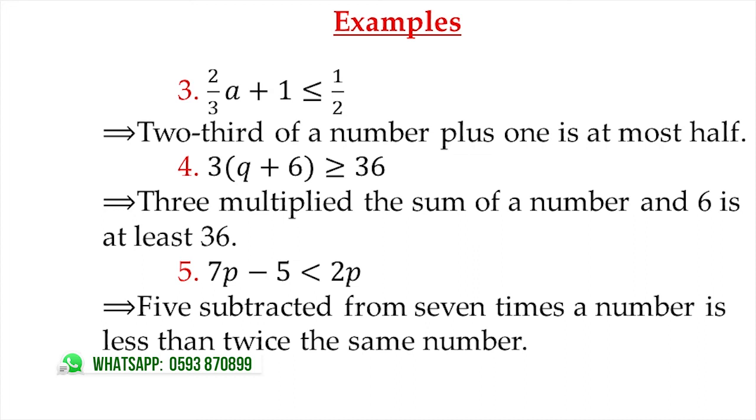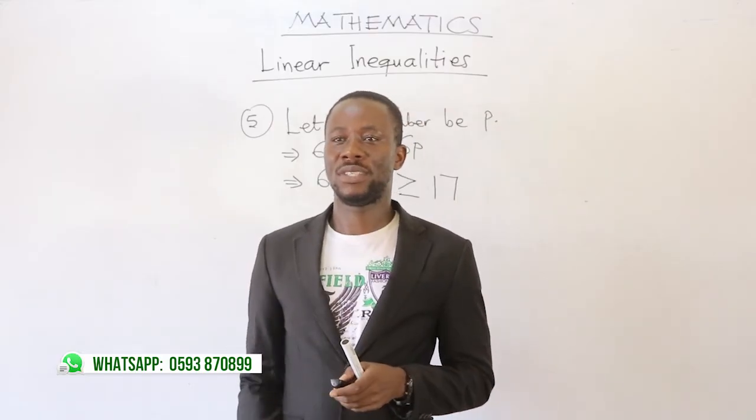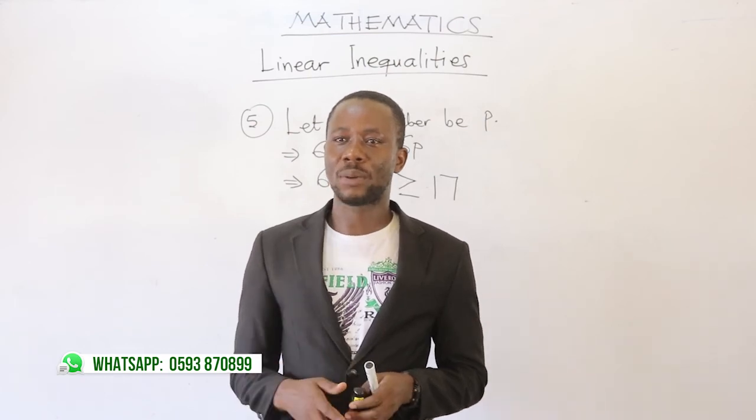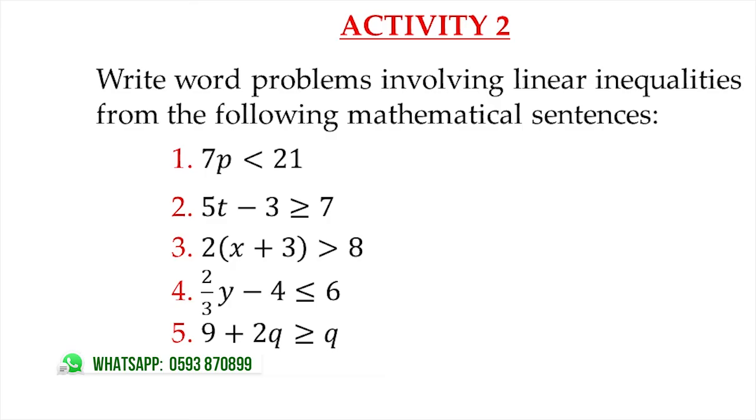5 subtracted from 7 times a number is less than twice the same number. Good. So at this point, I want to engage you in some exercises. Write word problems involving linear inequalities from the following mathematical sentences. There are 5 of them as they appear on the screen. As usual, you can take a snapshot before it disappears. Make sure you solve all these questions.